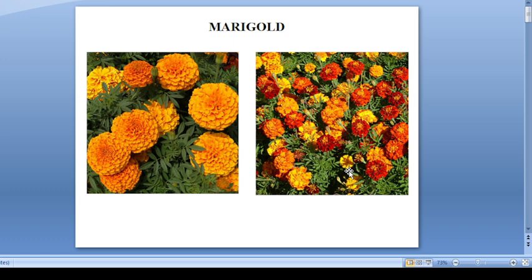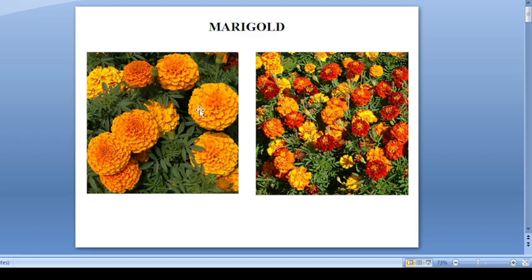The next crop is marigold. This is one of the important loose flowers or traditional flowers. This falls under the traditional flower group. This is a crop we can cultivate very easily. Even in Karnataka, many companies are working on this crop. There are a lot of hybrids and varieties we can see under this.